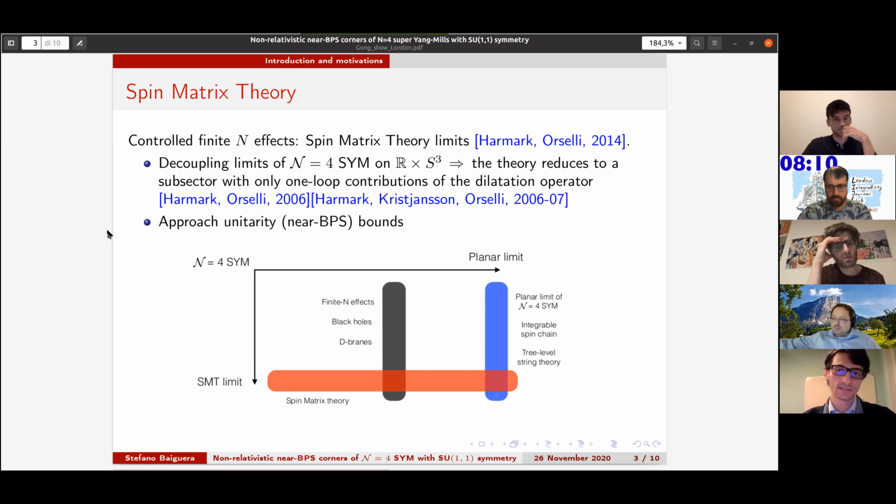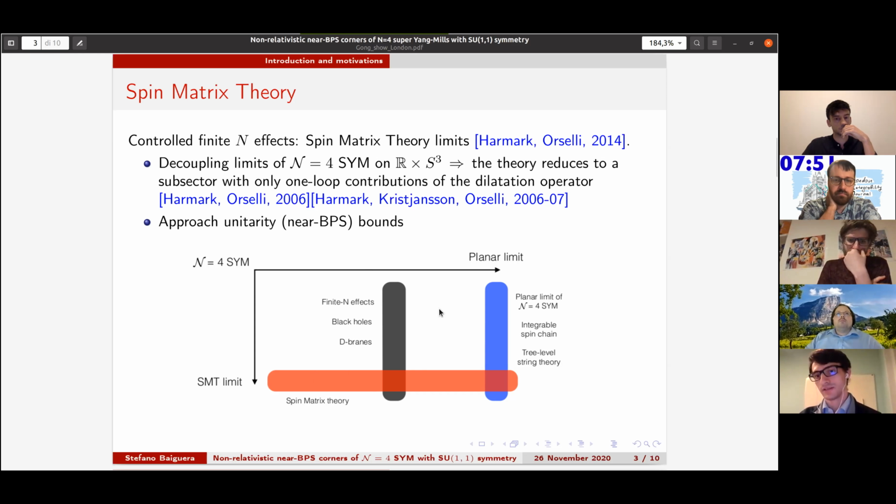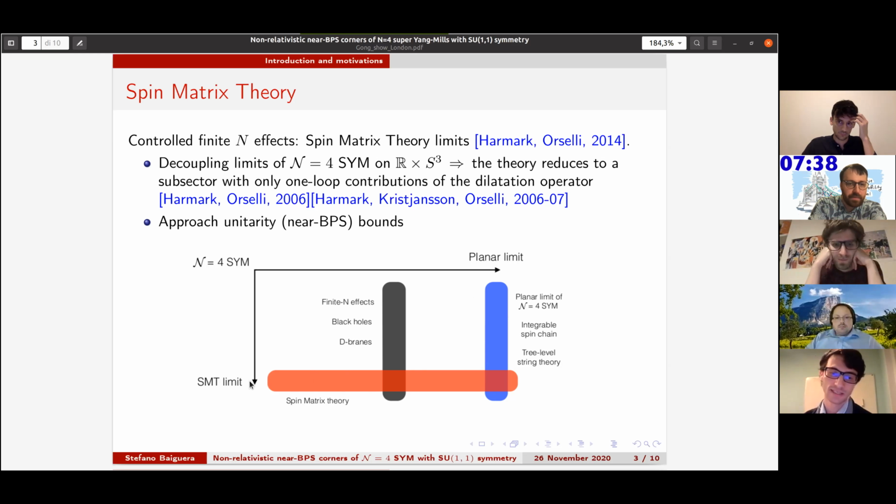In particular, these sectors are closed in the sense that only one-loop contributions of the dilatation operator enter the game. In the picture, I described the idea of this procedure. The black bar denotes the non-perturbative effects like black holes and D-branes. The blue bar is the planar limit, where we have the integrable spin chain and free string theory. And the red bar, spin matrix theory, is a particular region of the parameter space where AdS/CFT duality applies, where we are able to find an overlap between these two regimes.